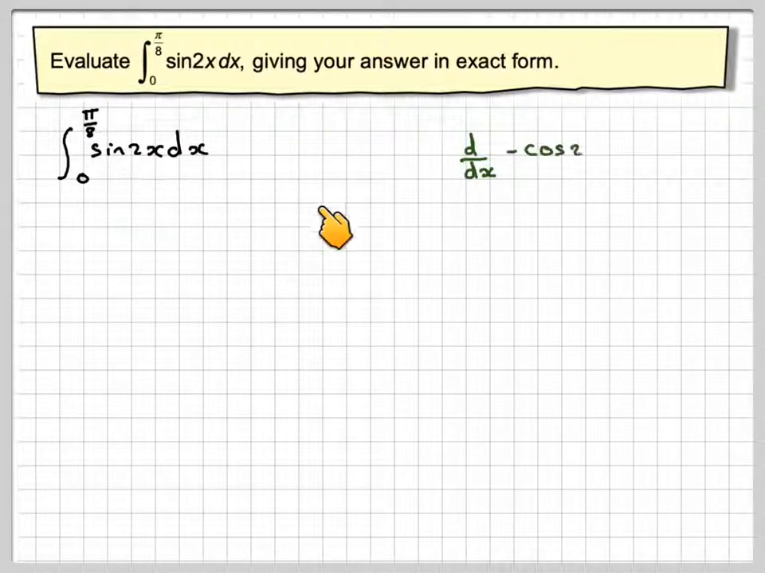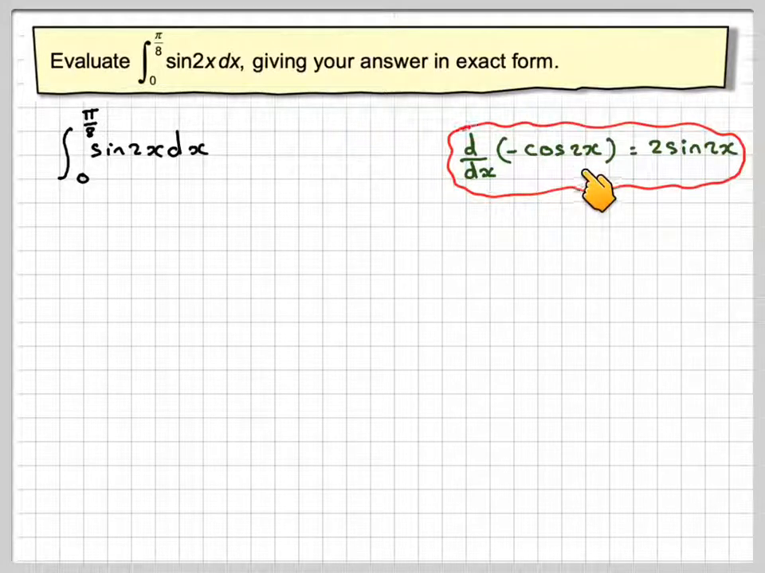Now, first of all, the integral of sine is minus cos, so if we differentiate minus cos 2x, that will help us integrate that function. If you differentiate that using the chain rule, it will become 2 times sine 2x.